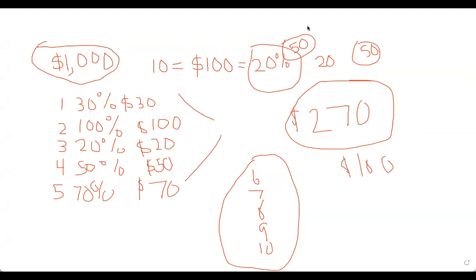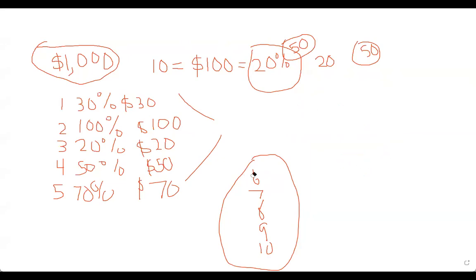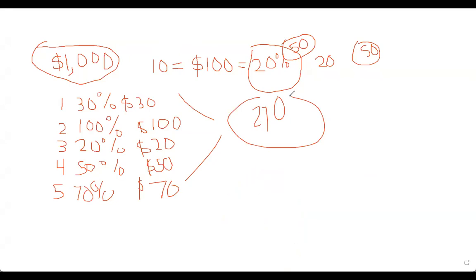Let's do this, right? Now let me show y'all something. I hope this is making sense. So let's say, all right, you went 5 trades back to back, and now you are at $270 on your account, right? Boom, you did it, $270 on your account.